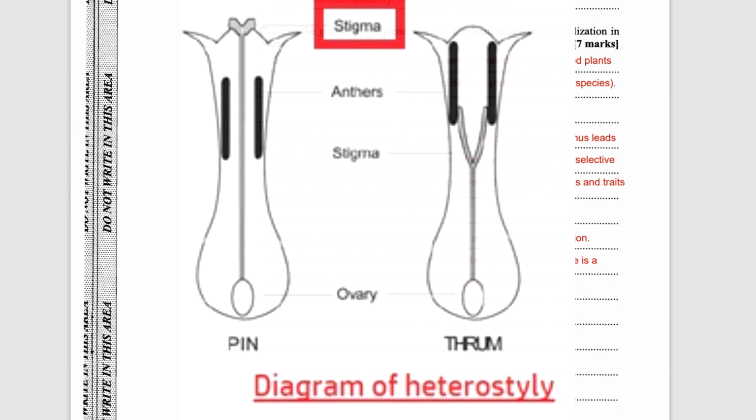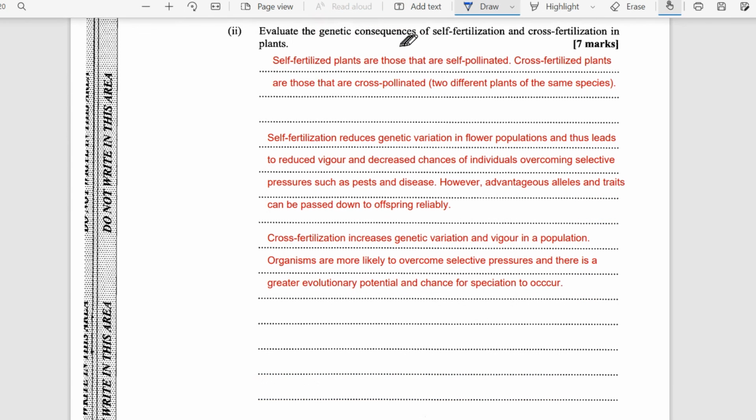Alright, so this part 2. Evaluate the genetic consequences of self-fertilization, also called inbreeding, and cross-fertilization or outbreeding in plants. Or just to explain, self-fertilized plants are those that are self-pollinated or inbred. Cross-fertilized plants are those that are cross-pollinated or outbred. Basically, you need two different plants of the same species.